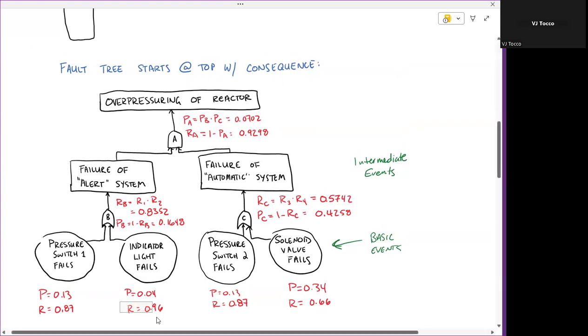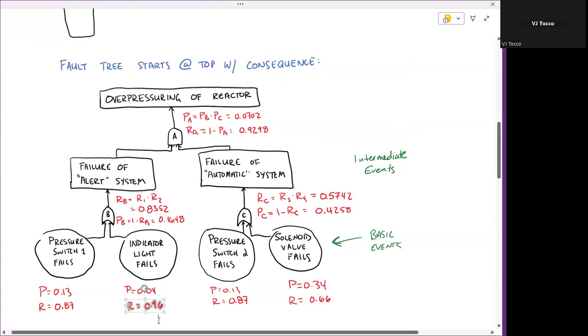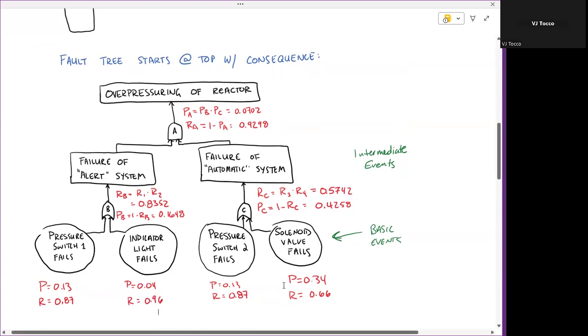Also note that the indicator light is a highly reliable piece of equipment, while the solenoid valve is considerably less reliable. So I'm comparing 87% to 96% for the indicator light to 66% for the solenoid valve. And that reflects the complexity of the pieces of instrumentation. A solenoid valve is a more complex piece of equipment, and therefore it's less reliable.